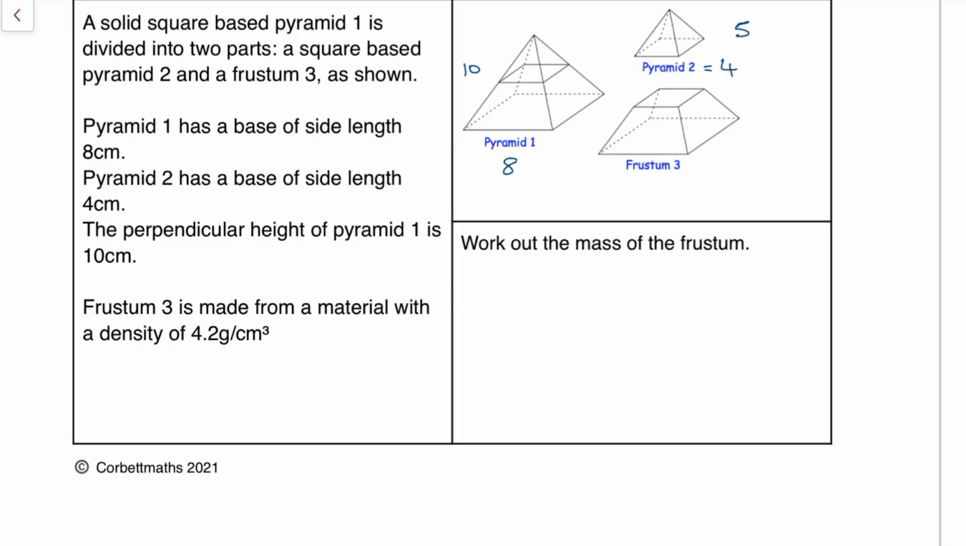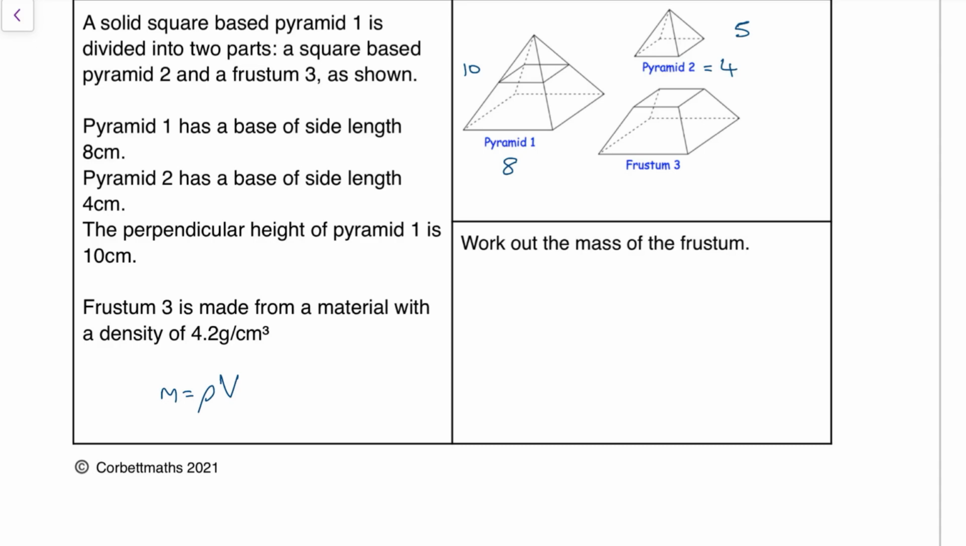Frustum 3 is made from material with a density of 4.2. Work out the mass. Now, this is one of those questions where I need to think about what I need to get to each step. So I know the mass is equal to the density times the volume. So in other words, I'm going to need the volume.